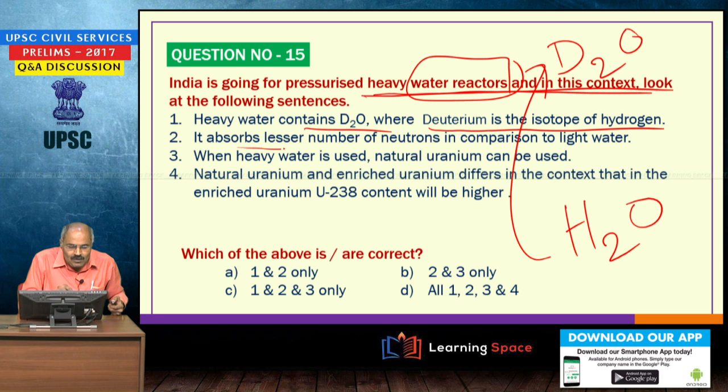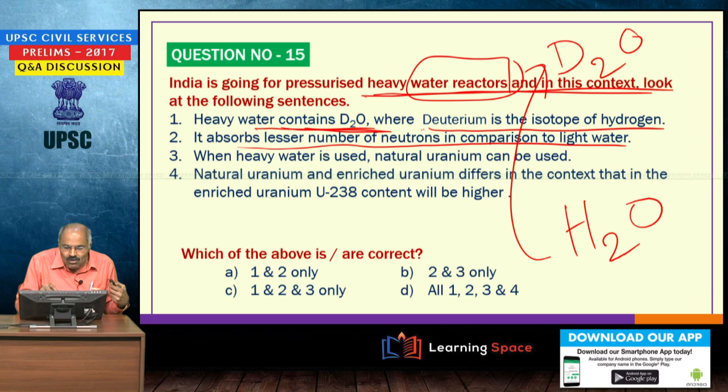Then it absorbs a lesser number of neutrons compared to light water. So this heavy water is used as moderator as well as coolant in nuclear power reactors which use normal uranium or natural uranium. So, please go through the sentences. If you want more, please view that capsule, at least the first 5 minutes, to understand the difference.